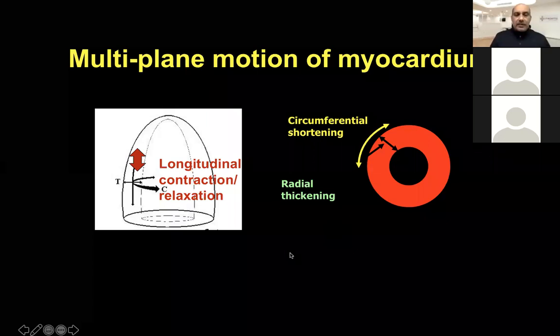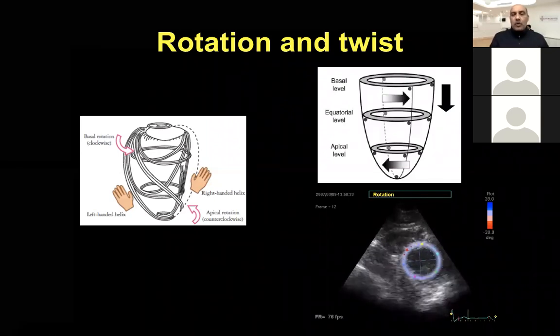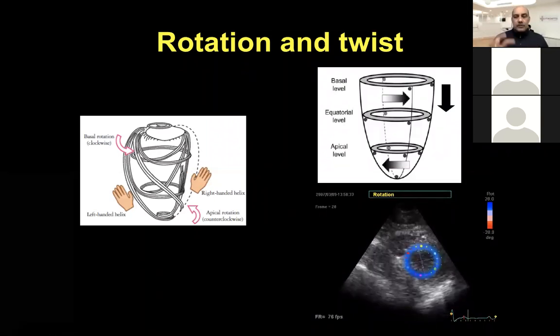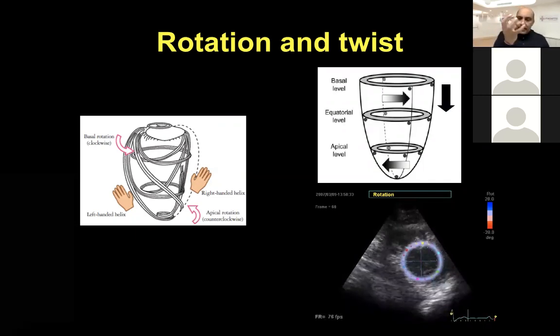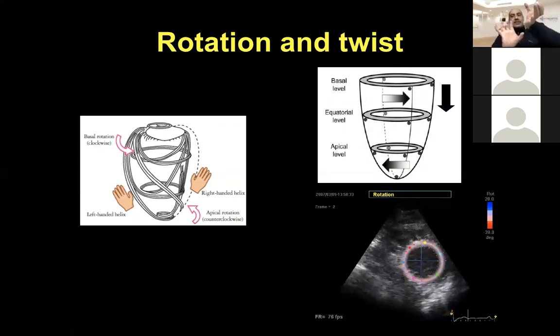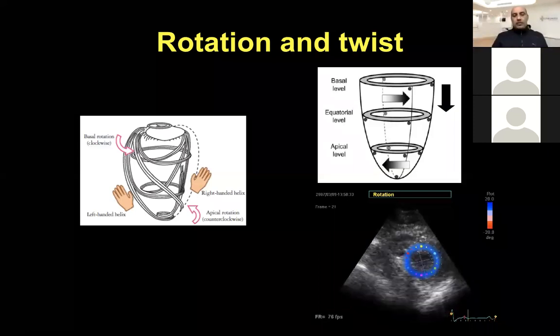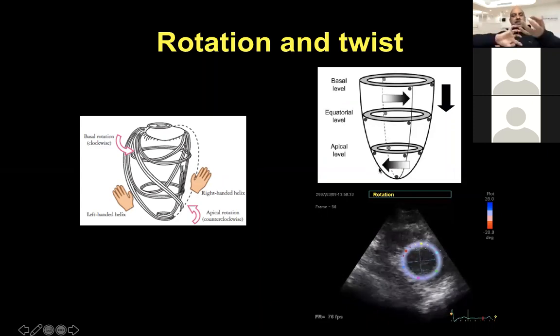With this, the machines today are intelligent enough not only to notice that, but also the rotation and twists. It's not only the change in the diameter, but the whole apex seems to be contracting and rotating. This is why the ventricle is actually writhing. The basal segments go clockwise and the apex counterclockwise, which makes it writhing.